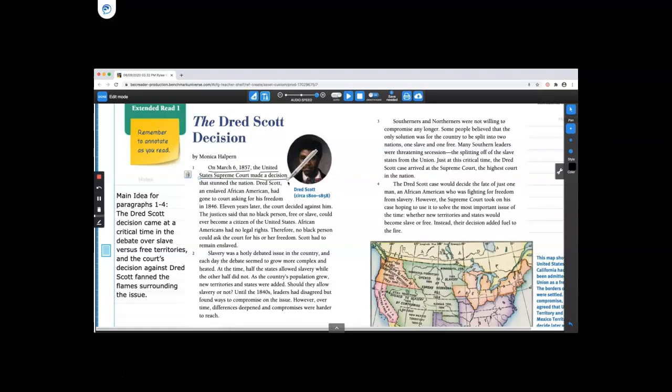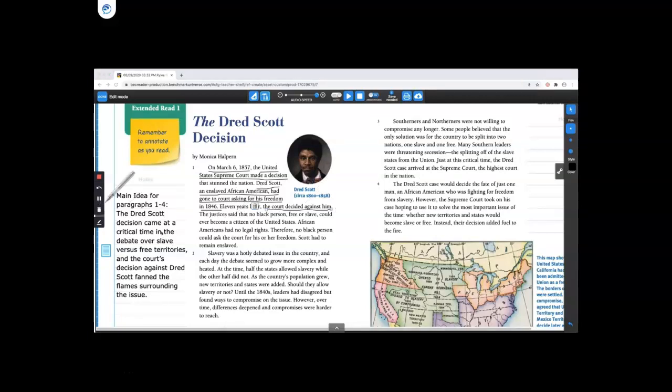I will also underline the words that tell what the decision said. Dred Scott, an enslaved African American, had gone to court asking for his freedom in 1846, and the decision said the court decided against him. So he was asking for freedom and they decided against him. Okay?